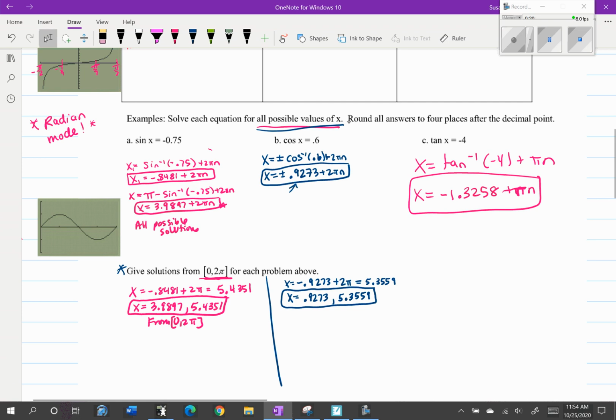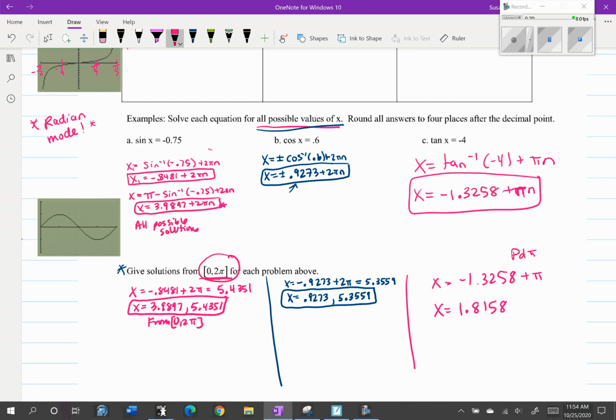And if I just want the answers from 0 to 2 pi, then negative 1.3258 would not work because it's not from 0 to 2 pi, so I need to add pi to that answer. If I add pi to that answer, I get x equals 1.8158. But since the answers for this are from 0 to 2 pi and the period is pi, that means we would actually have two solutions.